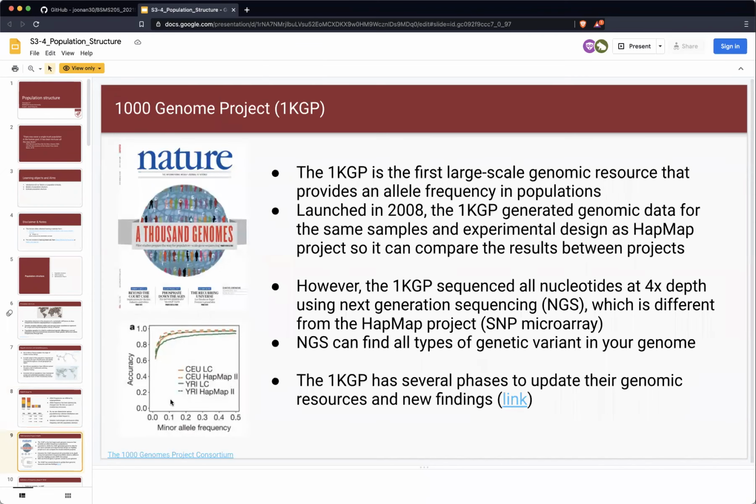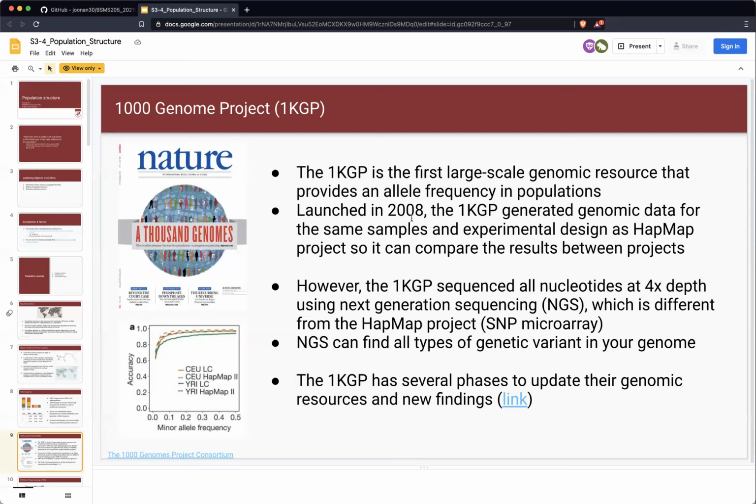So one of the earliest ways to look at the population structure with genomic technology was the project named the 1000 Genome Project. The 1000 Genome Project is large-scale genomic research that provides allele frequencies in populations. It started in 2008, just after the HapMap project, and using the same experimental design we used in the HapMap project, they moved on to a different topic, which is looking at the distribution of the allele frequency across various populations.